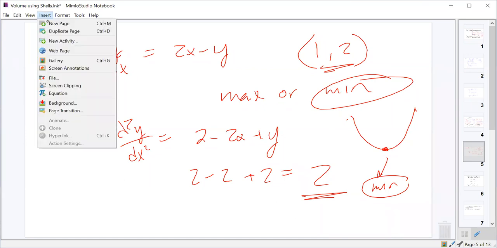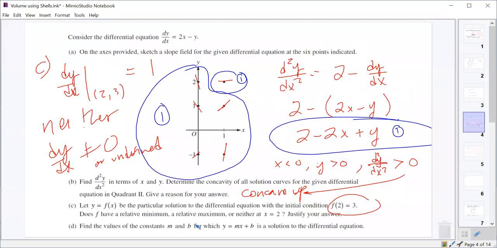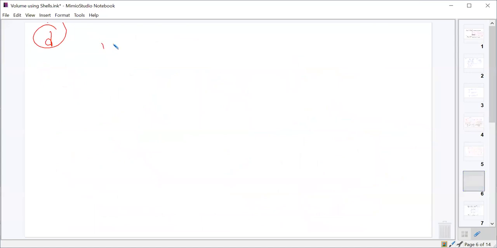Wonderful. All right, let's actually do part D now, because part D we haven't done. So we want y equals mx plus b to be a solution to this differential equation. That seems a little weird, right? We want this linear equation to be the solution to the differential equation. So I'm going to write here, y equals mx plus b is the solution to dy/dx equals 2x minus y.